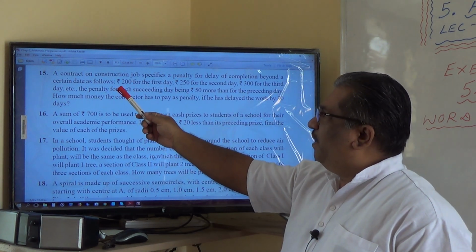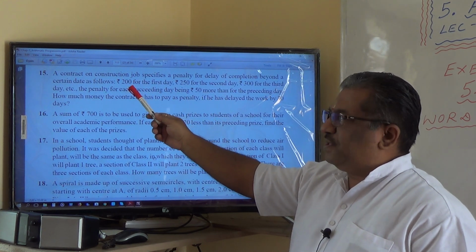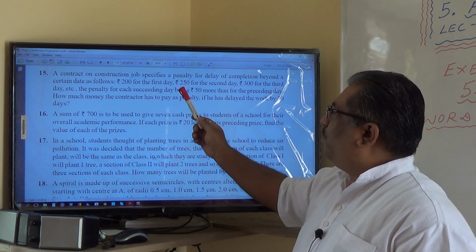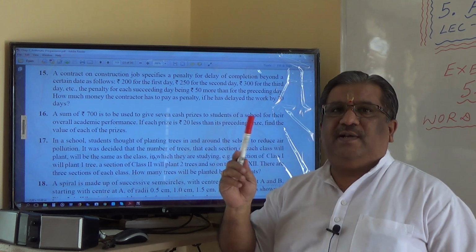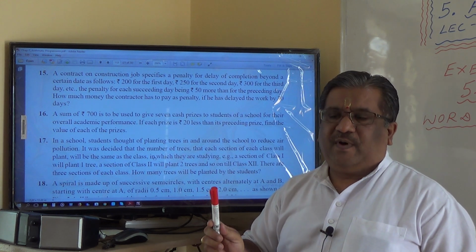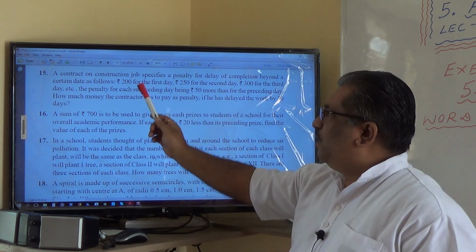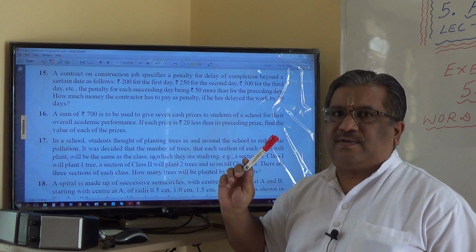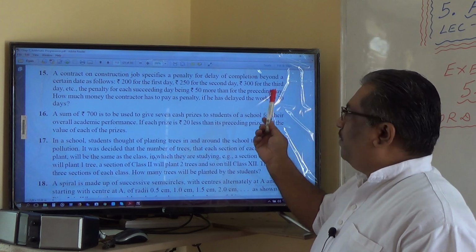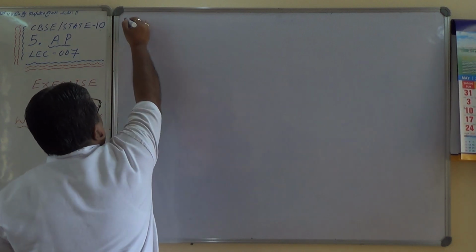Here the penalty for the first day is 200 and for subsequent days it increases by 50, so the penalties for the first, second, third day onwards will be 200, 250, 300, 350. It continues like that, which forms an AP, and we'll be able to calculate the sum of all these penalties as the total penalty for 30 days. Let us solve this 15th question, word numerical.